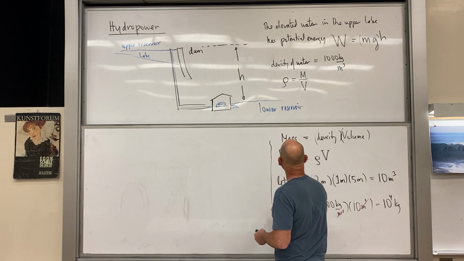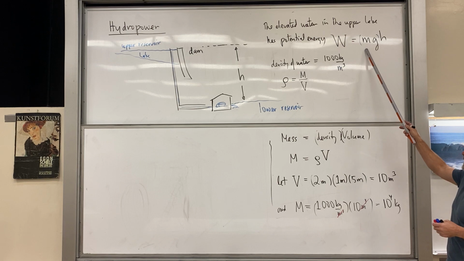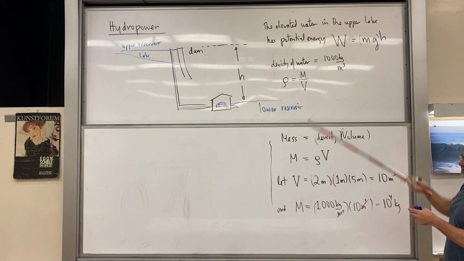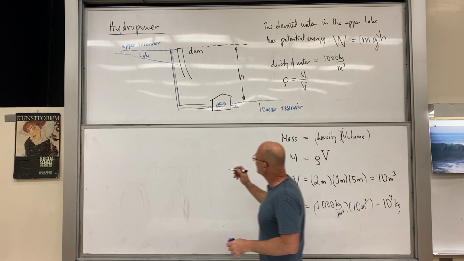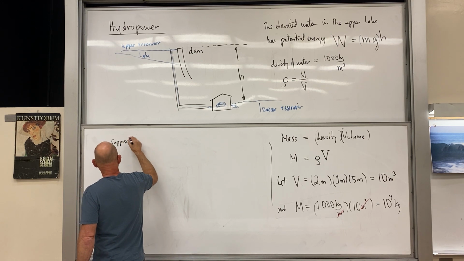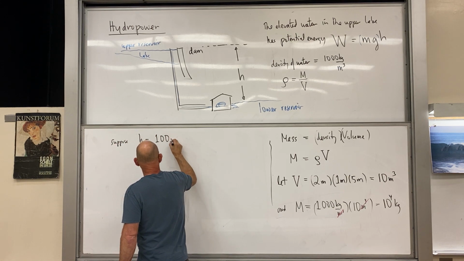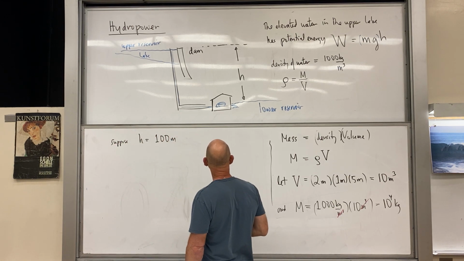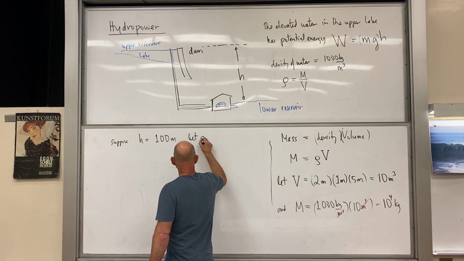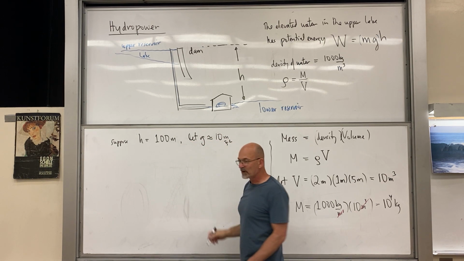So continuing this thought here, we're just working with this. You may even want to put a capital M in here just to make sure you see what we're relating. But continuing, suppose H equals 100 meters. Let G be approximately 10 meters per second squared, right?